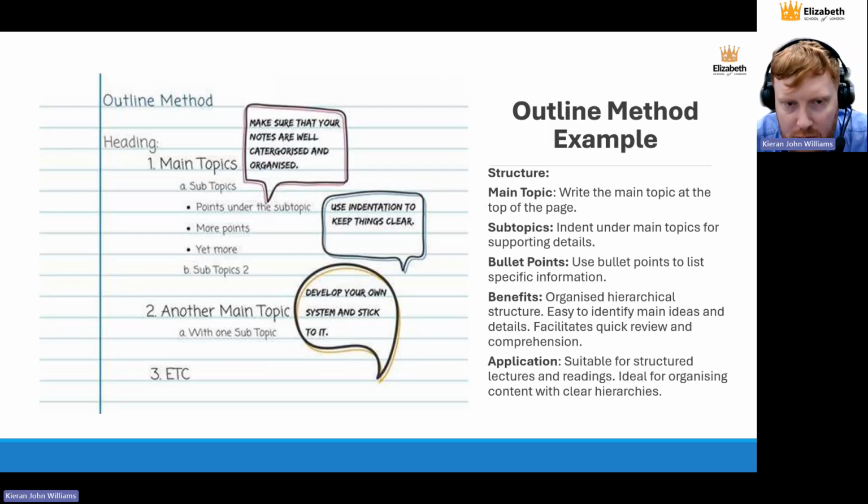Okay, so now we move on to the outline method. So once more, pause the video here, have a look at the details, and then we'll come back.